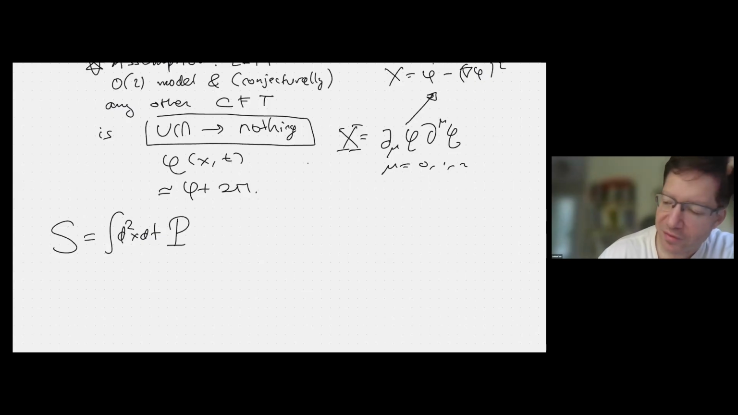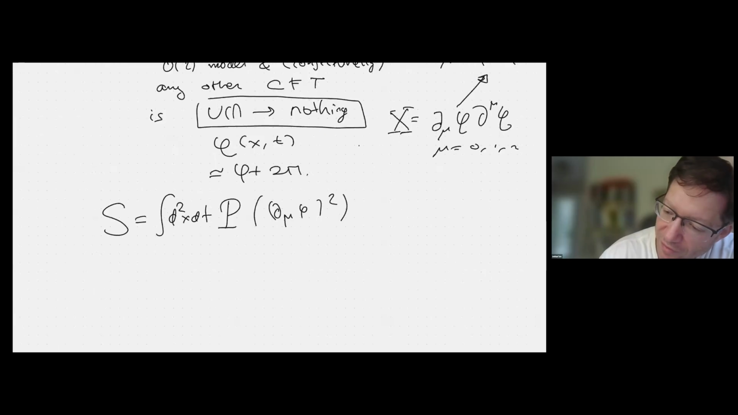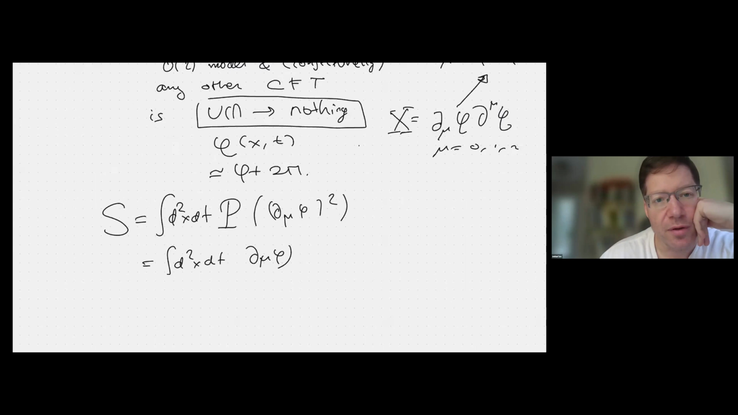What is the simplest known action that only depends on grad phi squared? You must have seen it a million times already. You will say, oh, it's just this. But this is wrong. Why is it wrong? This system doesn't have any dimensional parameters.